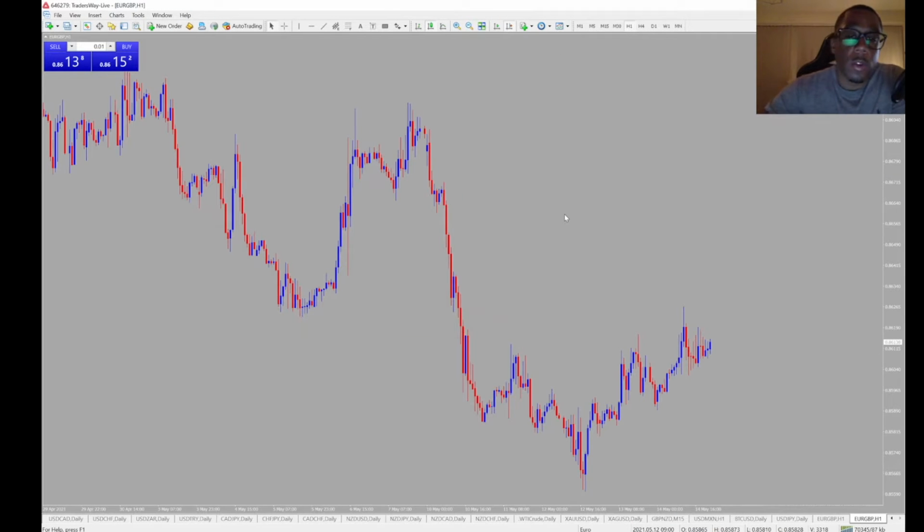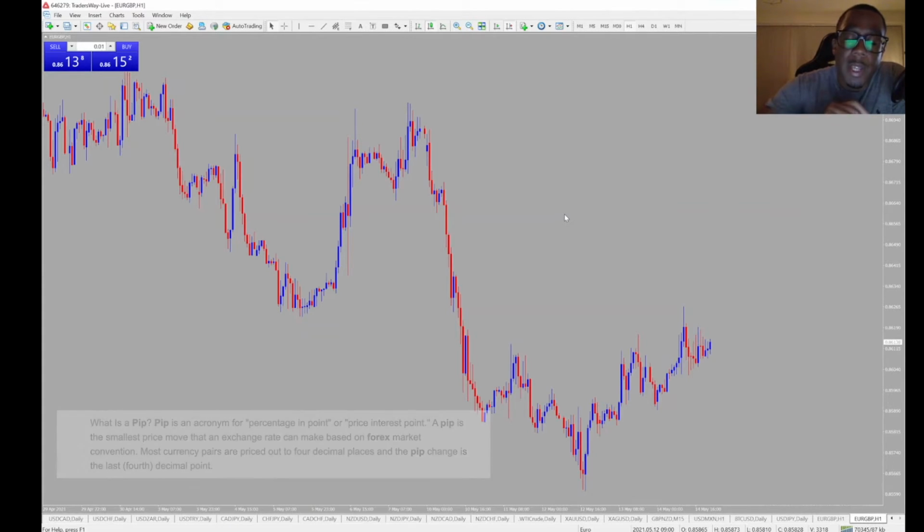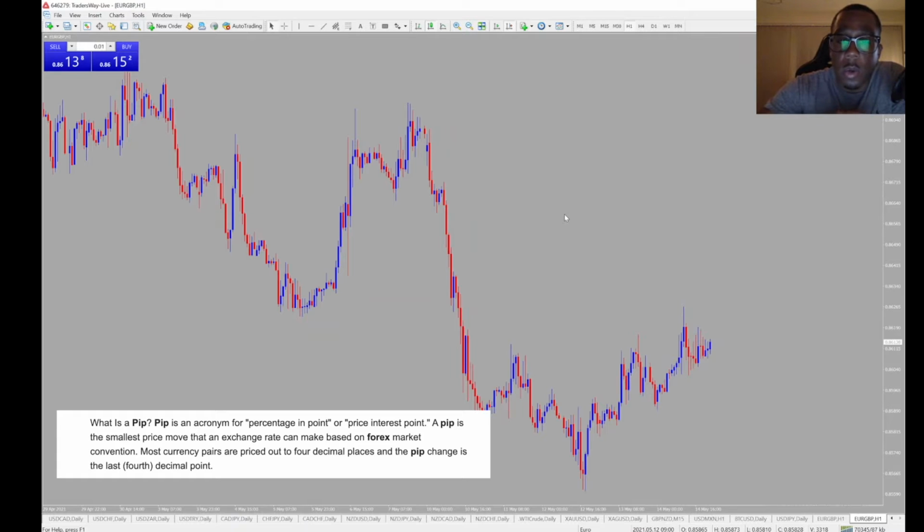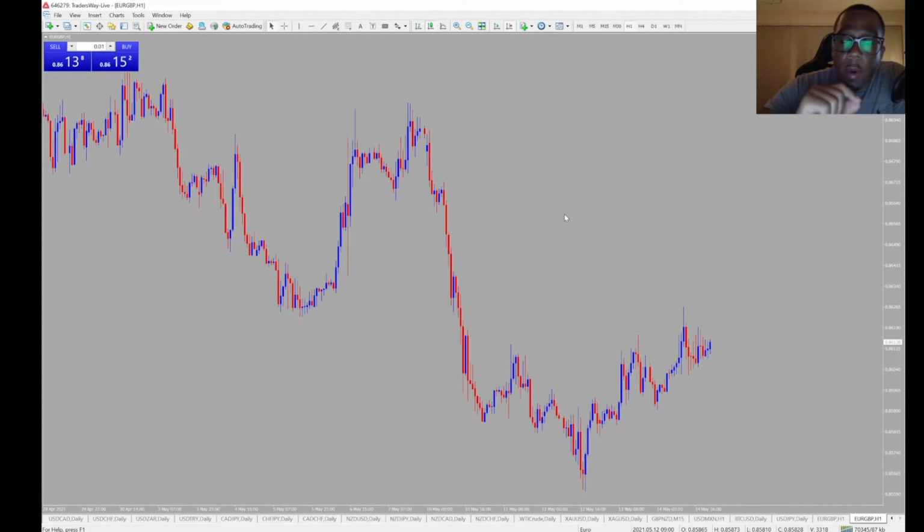Hi everyone, today we're going to be talking about pips, all about pips. What is a pip? Now, a pip is a percentage in point. So, in layman's terms, how I learned it really was, every time the market goes up a movement is referred to as a pip. So if the market moves up one position, that is one pip. If the market moves down one position, that's one pip in terms of price.